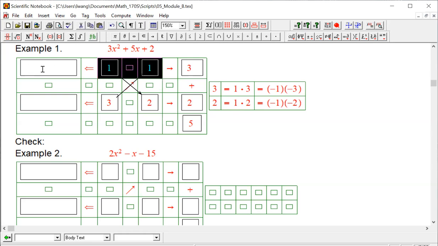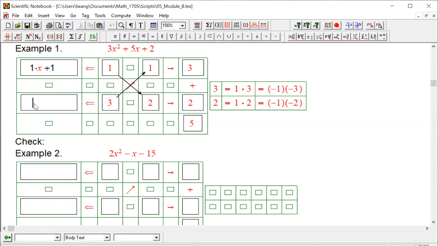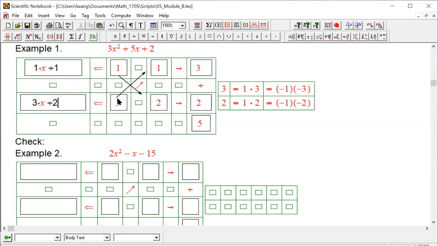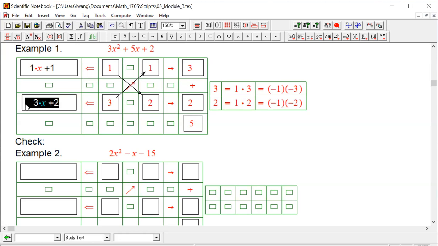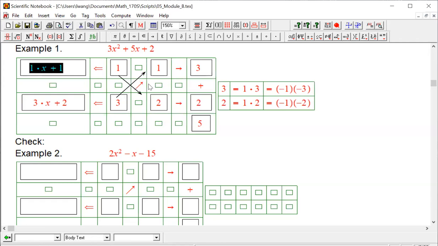And then we're going to focus on composing the factors. On the first row, the first number is 1, so 1 times x. The second number is +1, so it's going to be +1. On the second row, the first number is 3, so we write 3 times x, and there's a +2. So our factors are made. We can put those factors in place, and we get x plus 1 times 3x plus 2.